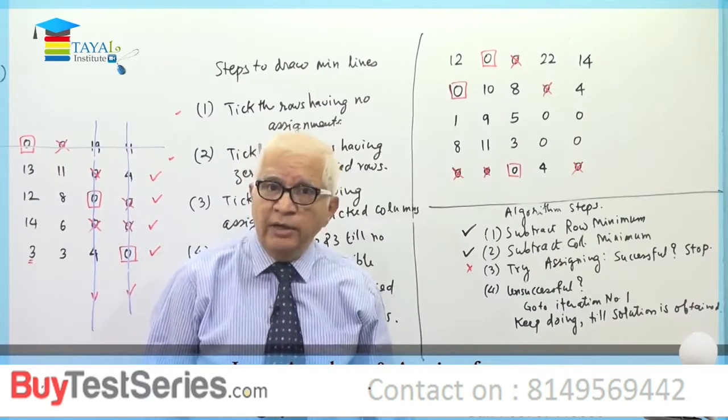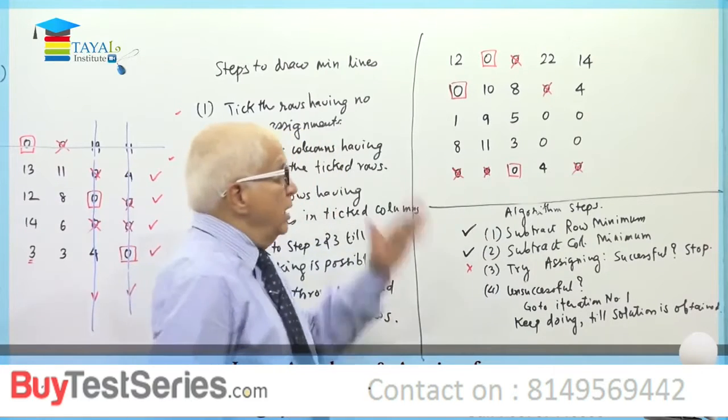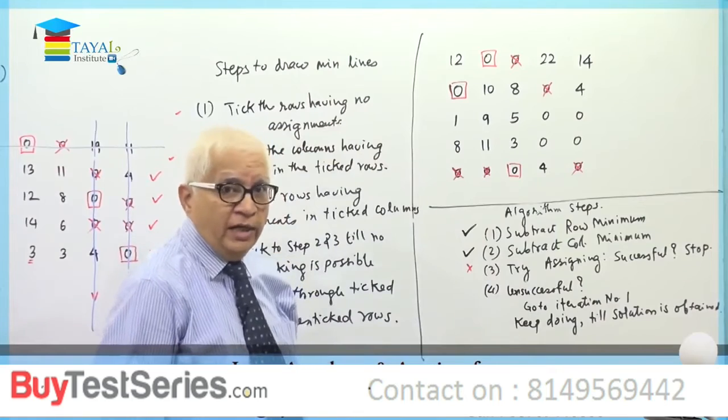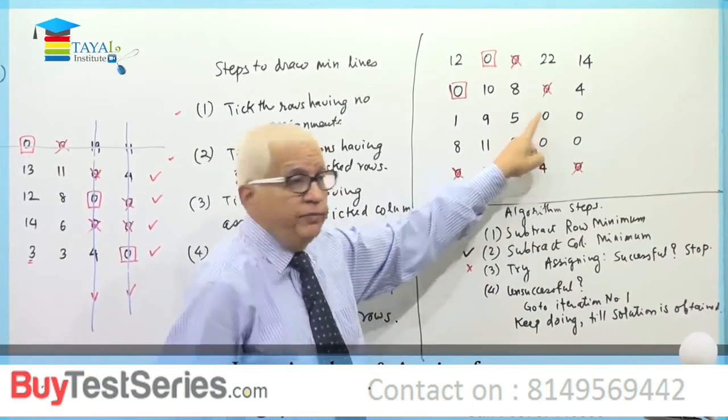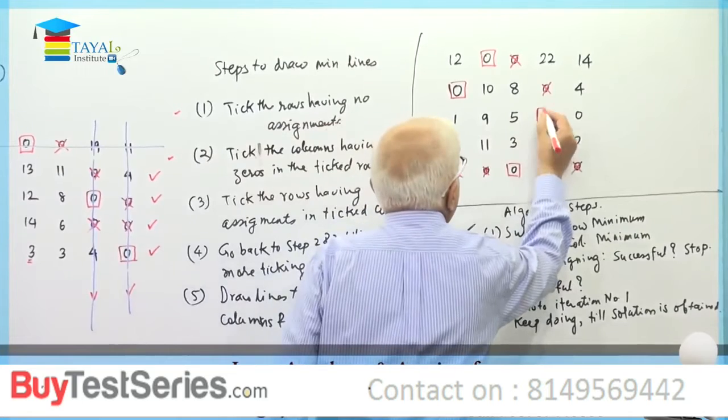So we make assignment now at non-unique zeros once again. Go from top to bottom, left to right. Which is the first zero which I will see? This is the first zero which I will see. So I make an assignment here.